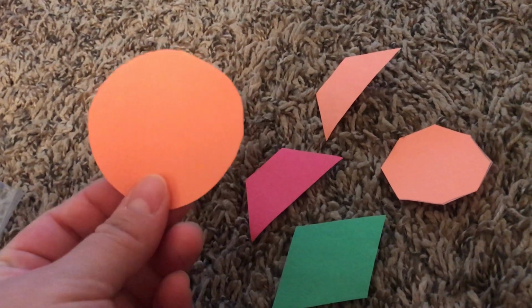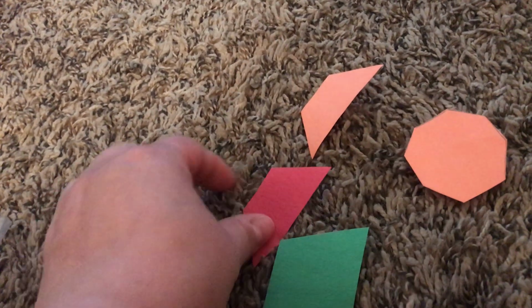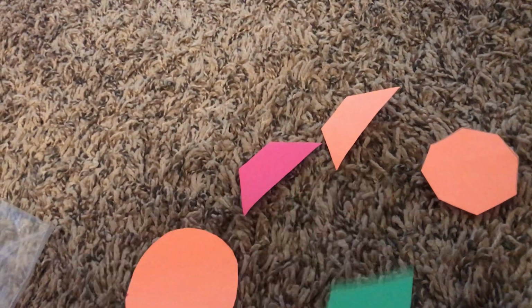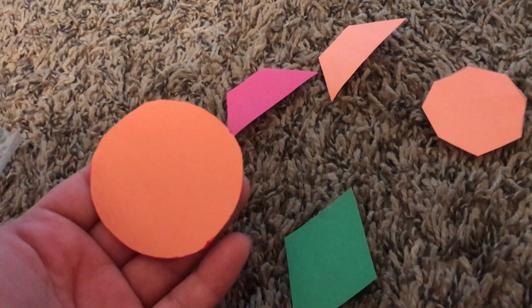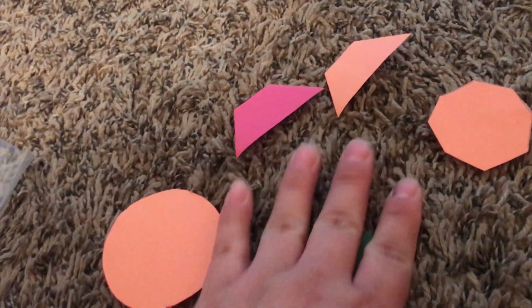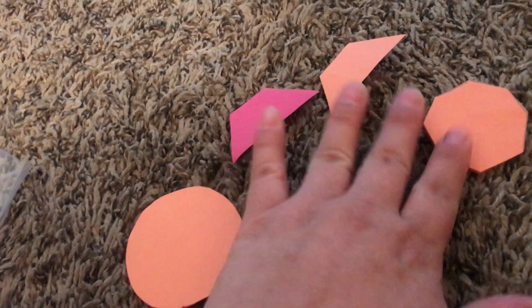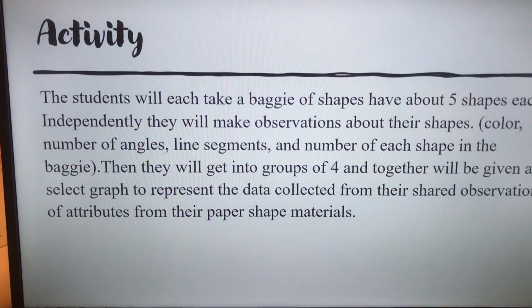Maybe there's 2 other students that have circles, or just one of the students has an octagon, or maybe 3 trapezoids and 2 rhombuses, for example. In this situation, the student didn't have any squares or any triangles either. So one of the other students in that group might have a triangle. That's why it's great to collaborate together to observe and collect the data.